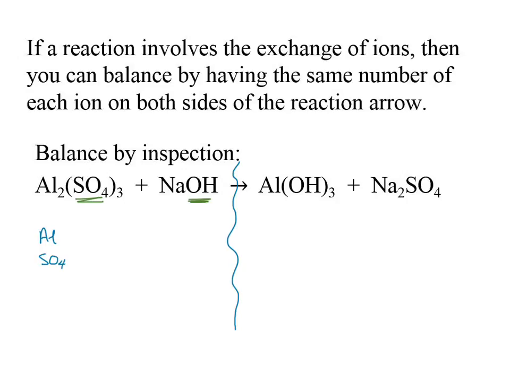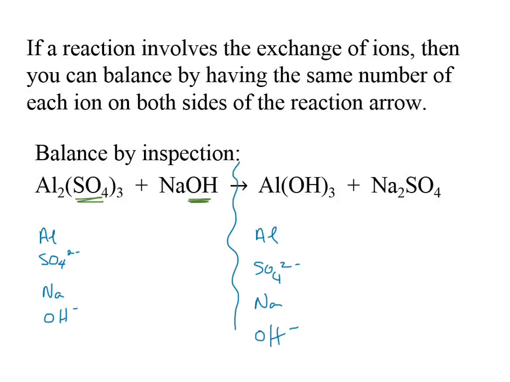I'm going to go sodiums and OHs. Oh, I can't do that. I'm going to have sulfate 2- and hydroxide -1. So then I'll put that on the other side too: aluminum, SO4 2-, Nas, and OH minuses.